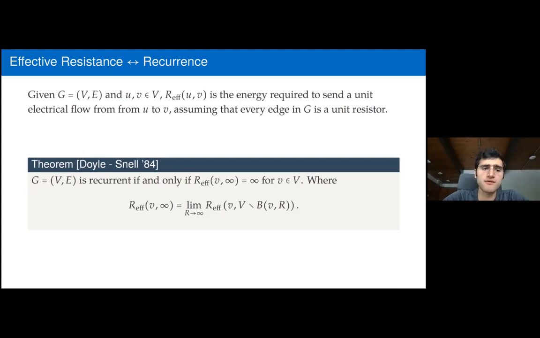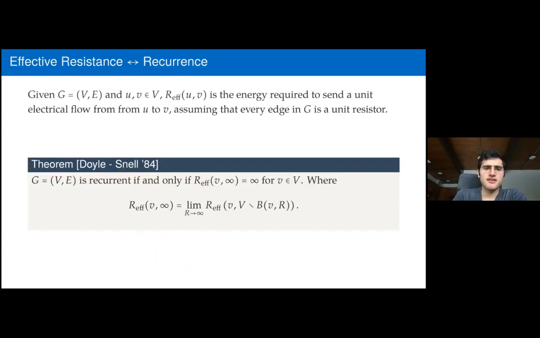By the work of Doyle and Snell, we know that a graph is recurrent if and only if the effective resistance from a vertex to infinity is infinite. What that means is that if you want to send a flow from a vertex to infinity, you would require an infinite amount of energy. To define it more precisely, you would look at the effective resistance from this vertex to the exterior of a ball of radius r around V, and take the limit as r goes to infinity.